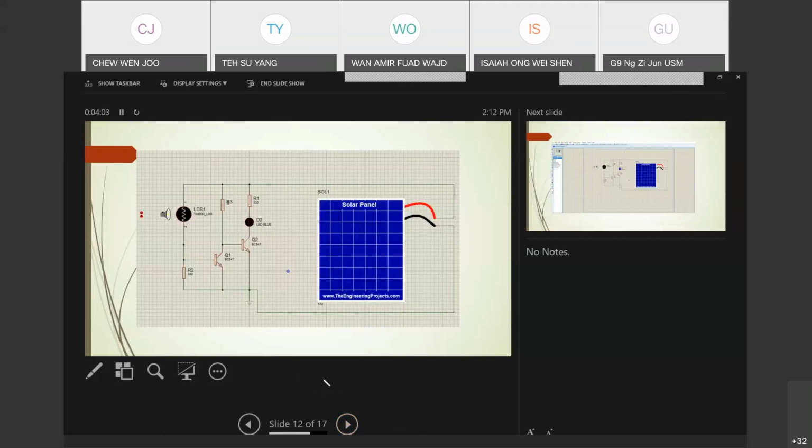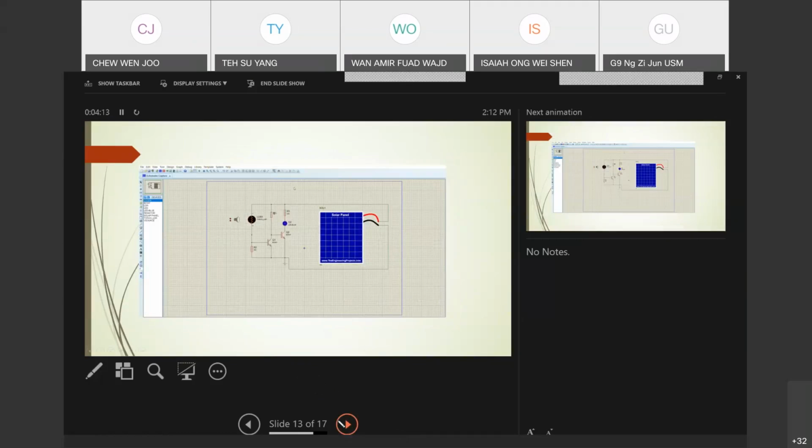Okay, so this is the light sensor to be used in our aquaponics system. Next, see the video. So here, run, play.